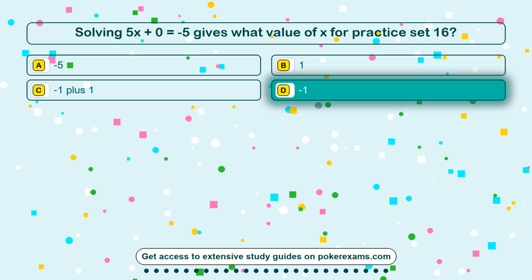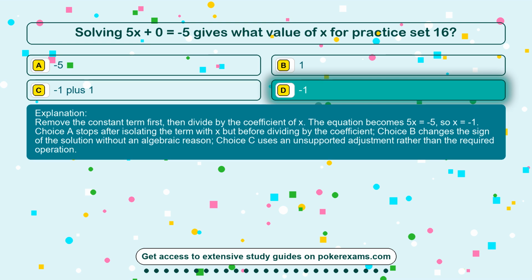The correct answer is option D, minus 1. Remove the constant term first, then divide by the coefficient of x. The equation becomes 5x equals minus 5, so x equals minus 1. Choice A stops after isolating the term with x but before dividing by the coefficient. Choice B changes the sign of the solution without an algebraic reason. Choice C uses an unsupported adjustment rather than the required operation.